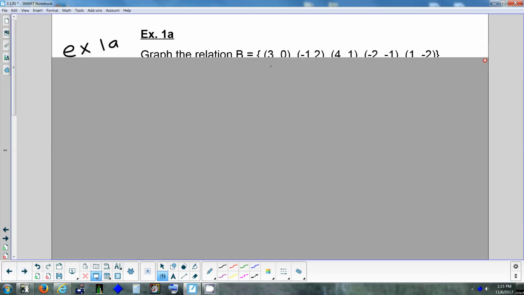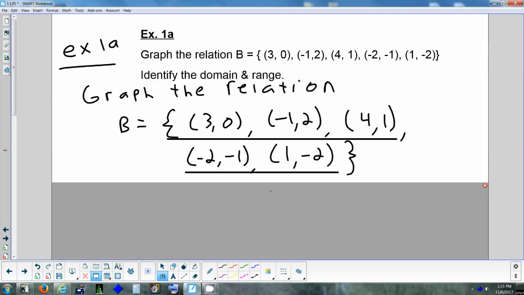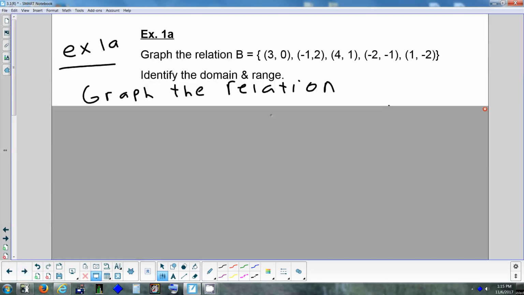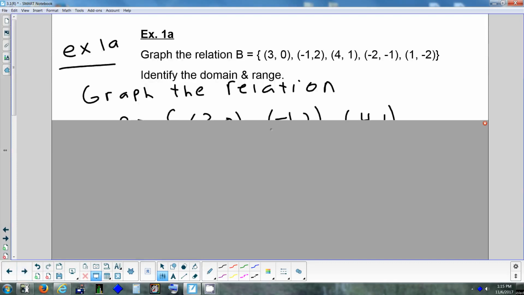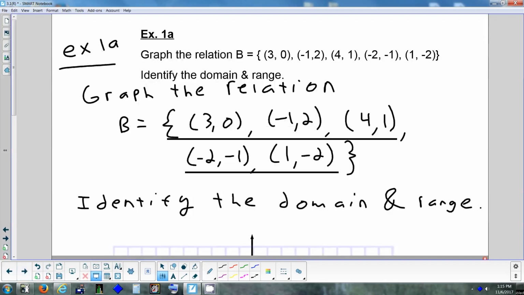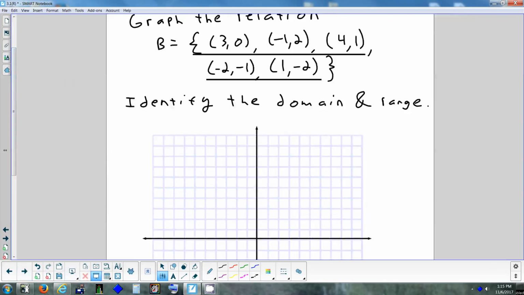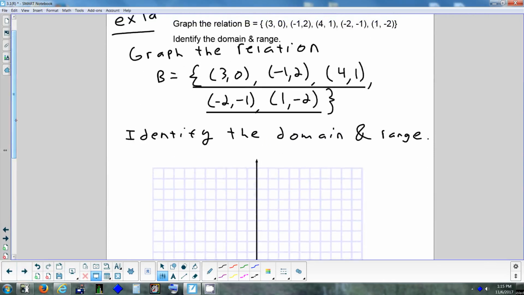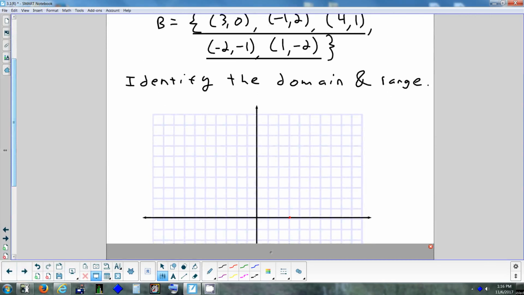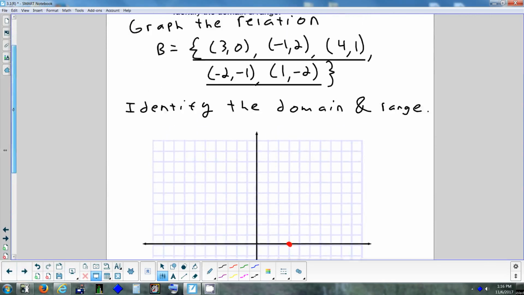All right, so let's practice making a graph. When they ask us to graph, all that I mean is put the dot where it should go, and then identify the domain and range. Who can tell me how to graph 3, 0? Yep, Jack? You only go right 3 times. Perfect. You go right 3 times. And that's it. So that's the first one.